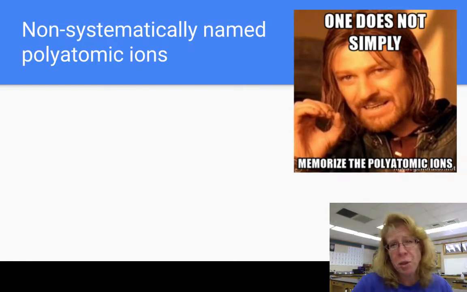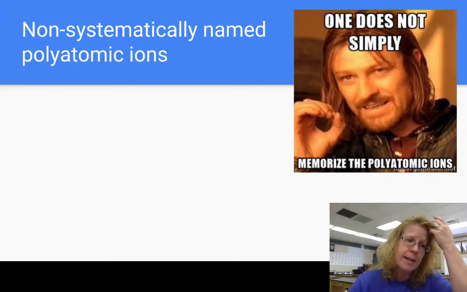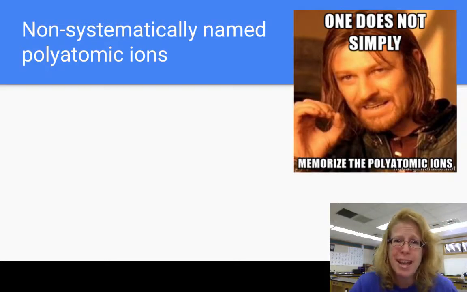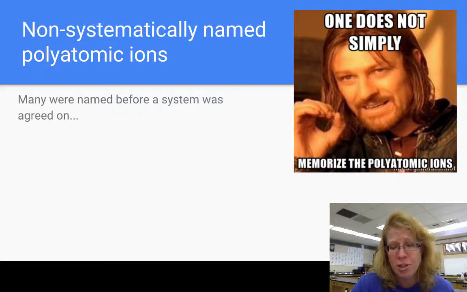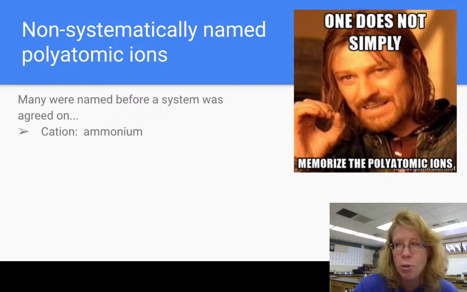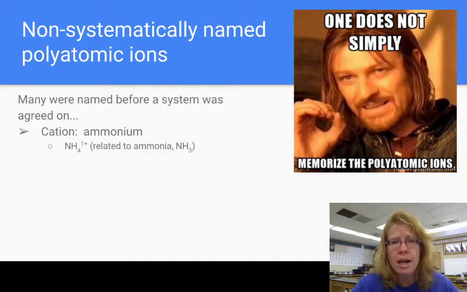So there's a few of these, unfortunately, that are not systematically named, not just the 8-ite ones. These are not the oxyanions, so they can be a little bit frustrating. And a lot of these, it's because they've been known for so long. And so they were given names before we really even knew how they were put together, so we didn't know there was a system. Anyway, so one of them is our cation, ammonium.